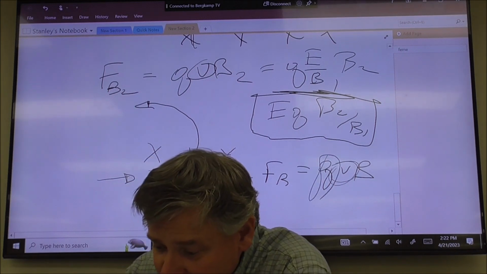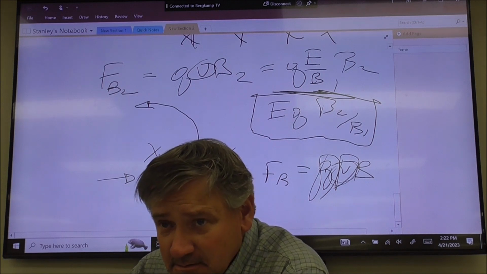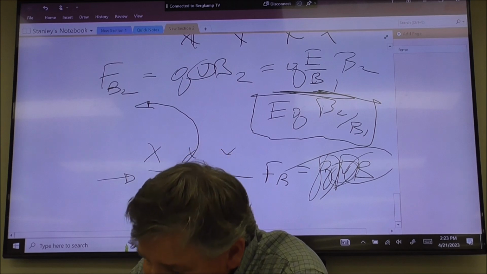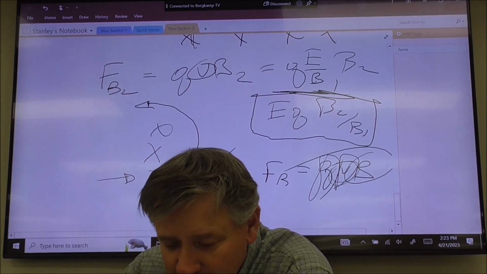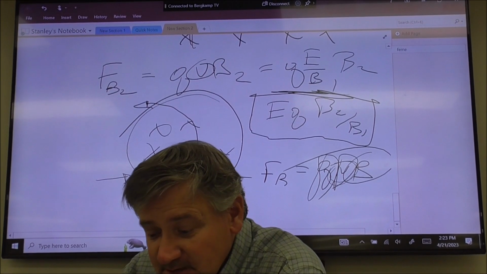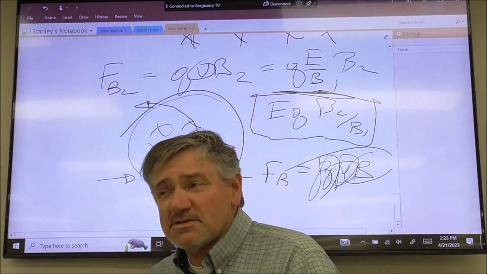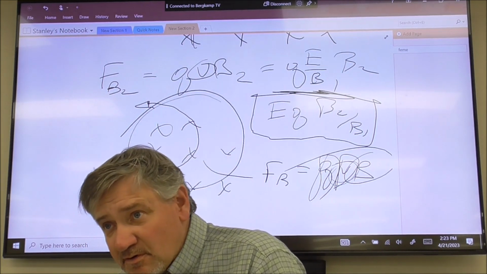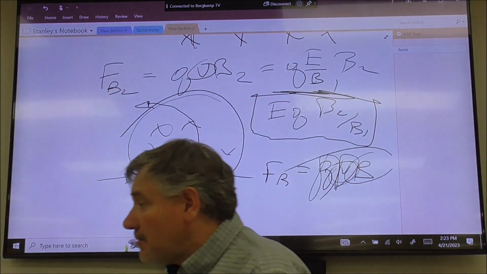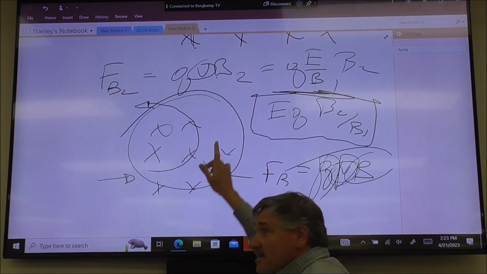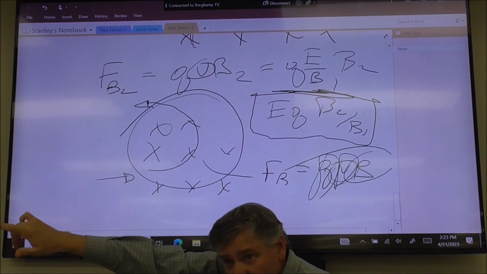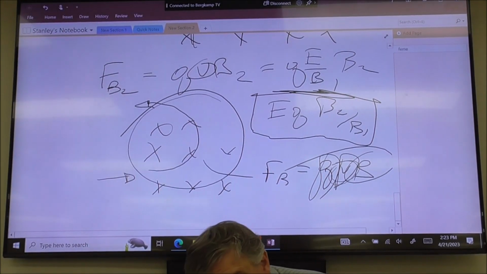So is the charge going to change? No. Is the velocity going to change? No. Is the magnetic field going to change? No, this is when it's in the second region. If everything stays the same, what's going to happen to the value of that force? It's gonna stay the same. The value is going to stay the same, but the direction will change. It will always be pointing inward, which is going to create a centripetal force.